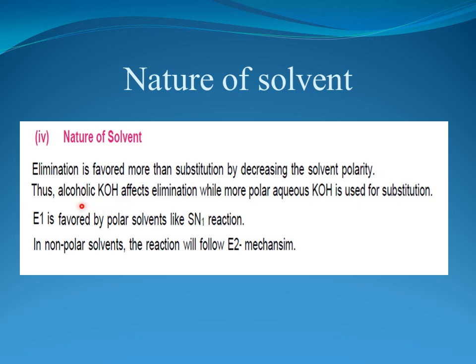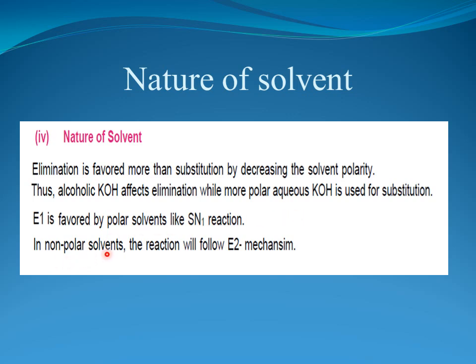So alcoholic potassium hydroxide affects elimination, while more polar aqueous potassium hydroxide is used for substitution. E1 is favored by polar solvents like SN1. Now students, remember that in SN1 and E1 a carbocation is formed. The first step is the ionization step, giving you a carbocation along with the leaving group. So these two ions, the cation and the anion, get solvated by the polar solvent, hence stabilizing the two ions for the further reaction to take place.